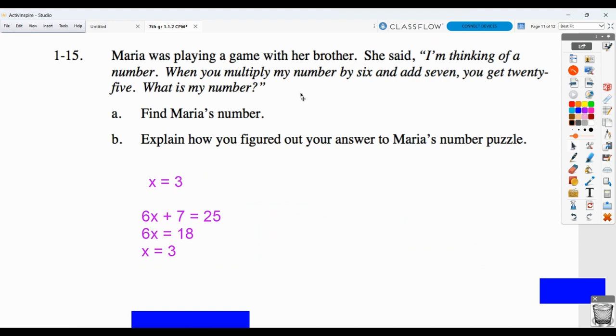You might have said, okay, at first I tried 2, that didn't work. Then I tried 5, that was too big. And eventually I realized 6 times 3 was 18, plus 7 was 25. So again, however you figured it out is fine. I tend to think of it sort of algebraically because of the way I have learned my mathematics.